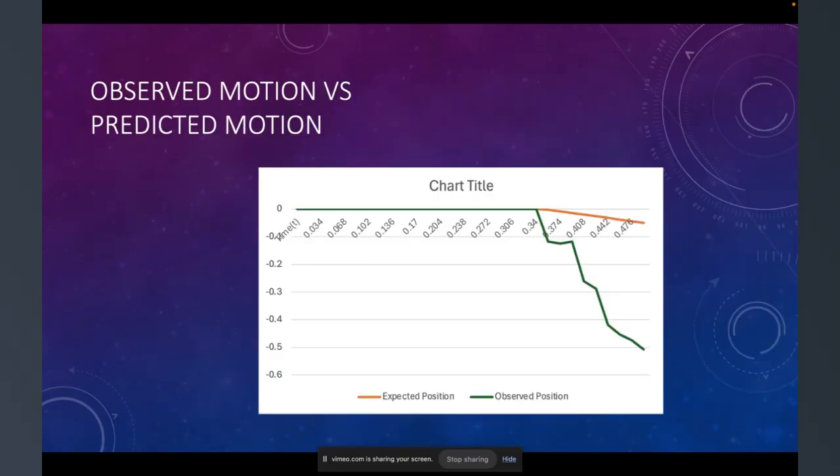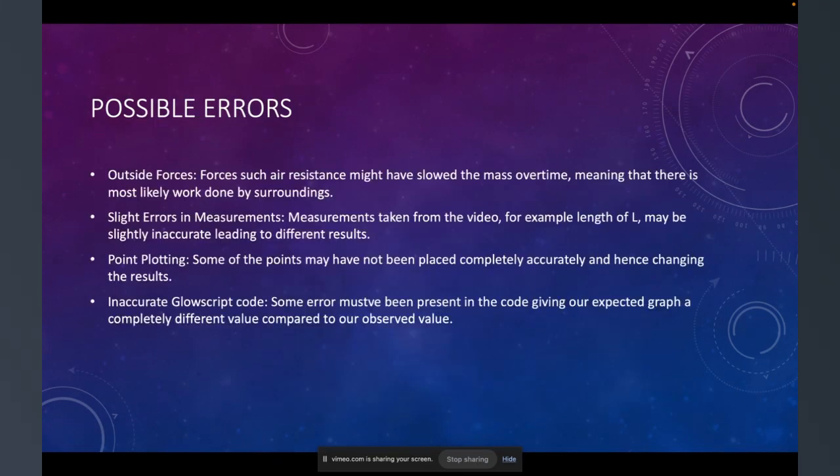And then we put our observed position versus our predicted position together. Our predicted position is seen using orange, and the observed position is seen using green. You can see that it does stay stationary in both models. However, in our predicted motion, it doesn't move as much as the observed position does. And some possible reasons for errors like that could be outside forces, such as air resistance.